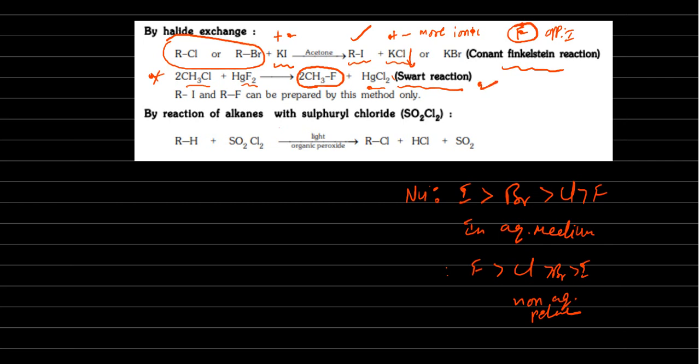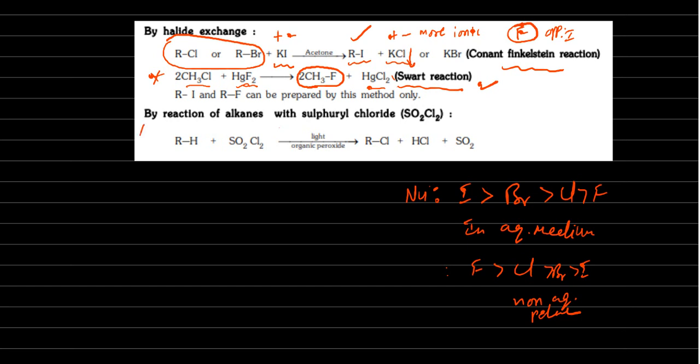You have to remember and link it up first of all. Swarts means we are preparing alkyl fluoride, so we have to take a fluorine compound, that is heavy metal fluoride. The substrate can be either chlorine or bromine compound. RI and RF can be prepared by these methods only, and they are important because there is no other method. PCl5, PCl3, SOCl2 are for the preparation of alkyl chloride and bromide, not for fluoride and iodide. For chlorine, so many methods are there.